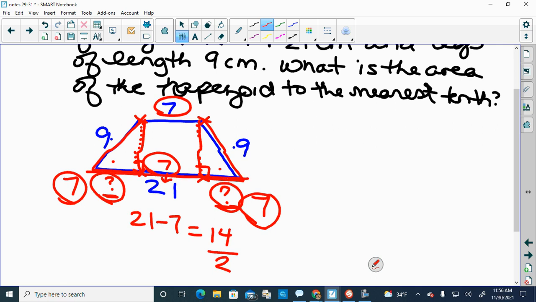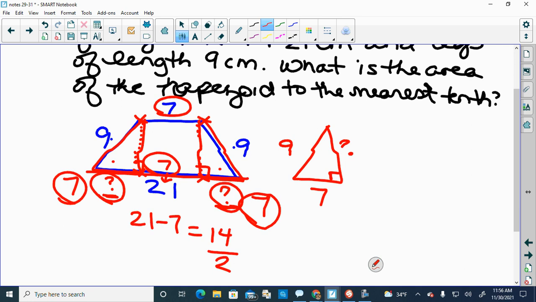Okay, so now I can use this. I'm going to ignore my trapezoid and just look at one of my right triangles. I just figured out that the base was 7. They tell me the hypotenuse is 9. So I'm solving for either the a or the b.